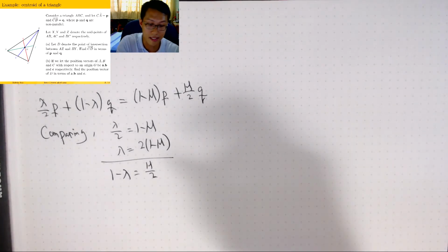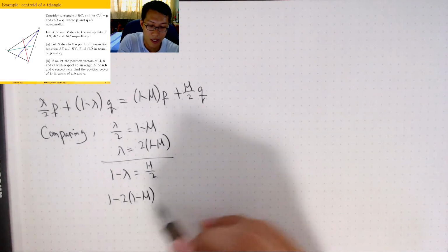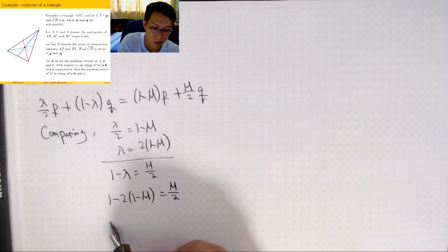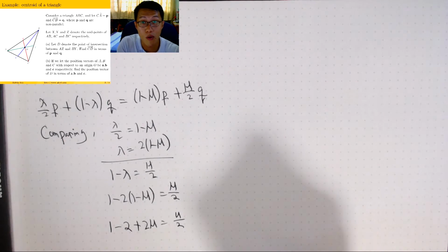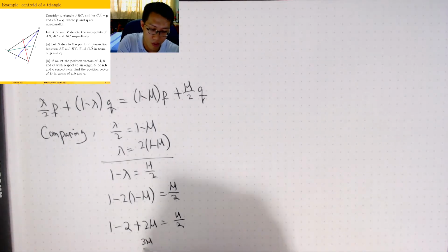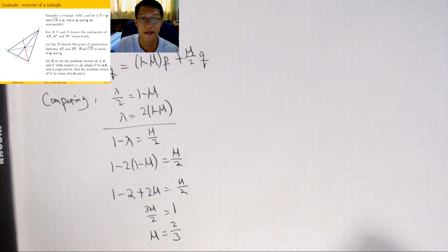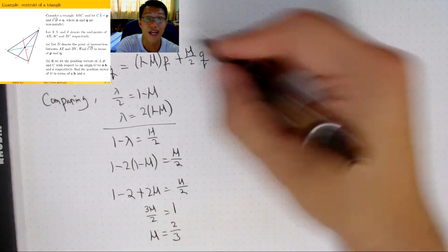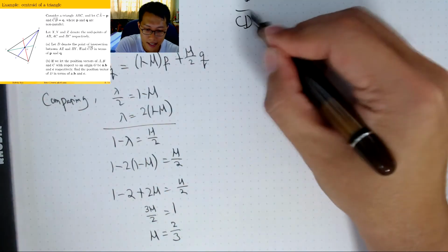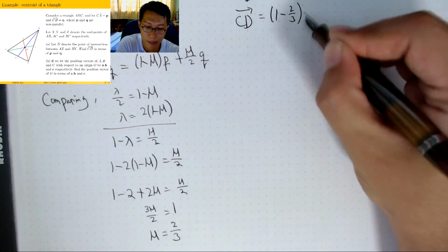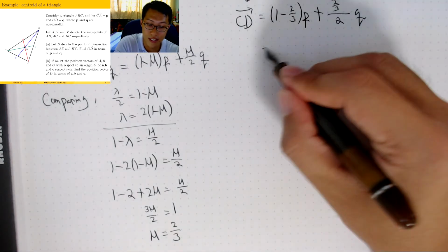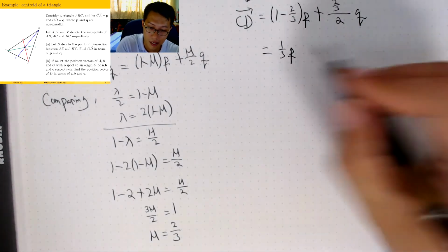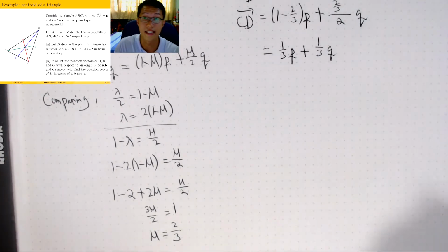Okay, let's sub in what lambda is. 1 minus 2 times 1 minus mu equals mu over 2. We expand. 1 minus 2 plus 2 mu equals mu over 2. Let's find out what mu is. Bringing mu over, you get 3 mu over 2. Bringing these two guys over here, we get 1. So mu is 2/3. Okay, now let's plug mu is 2/3 into our expression for CD. So CD is given by 1 minus mu of P plus mu over 2 of Q, which simplifies to be 1/3 P plus 1/3 Q. And this answers the first part of the question.